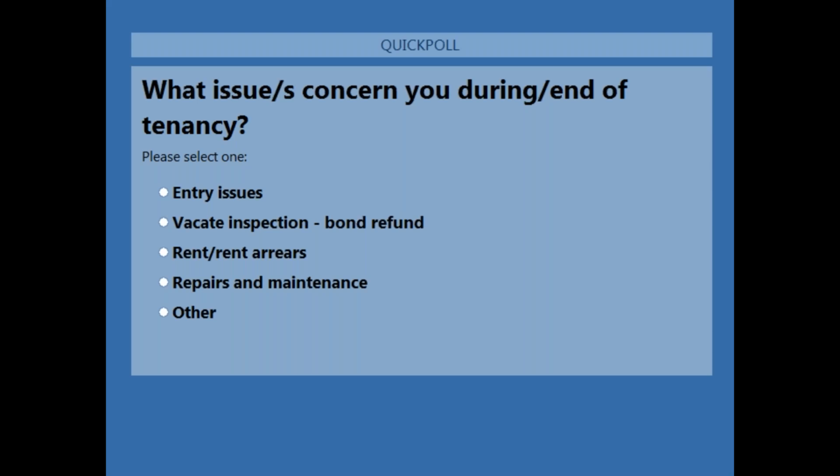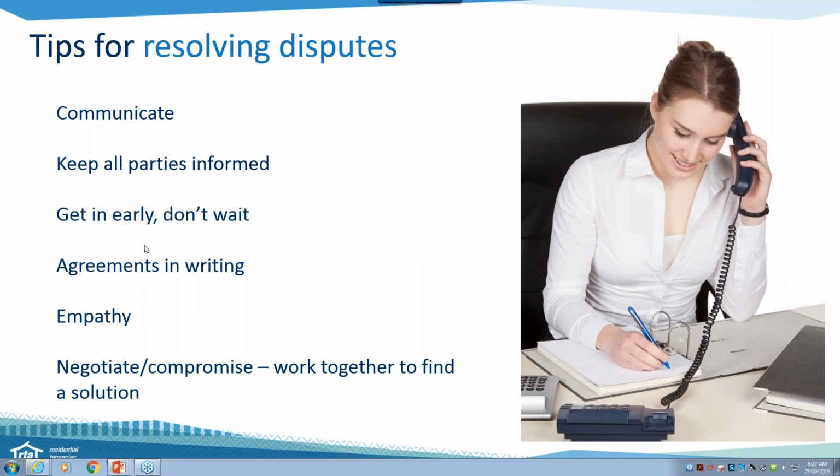Great. Look, thanks everybody. So I'll just look at closing that now. So what we have is about 53% the issues are relating to the vacate inspection and the bond refund, and then followed by about 25% for the repairs and maintenance. So thanks guys for that.